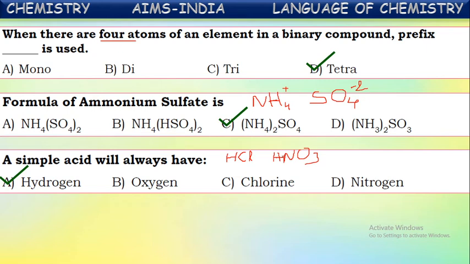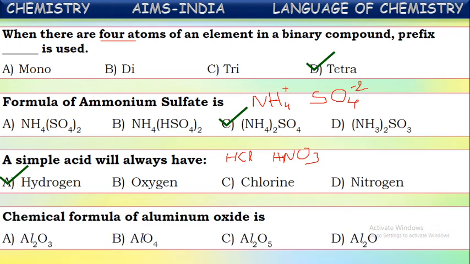Okay, next. The chemical formula of aluminium oxide. How do we write the aluminium oxide chemical formula? For this also, let us try to write by using the crisscross method. First, we write the positive ion followed by the negative ion. Here the positive ion is the aluminium ion. We know aluminium will form a plus 3 ion, Al plus 3.